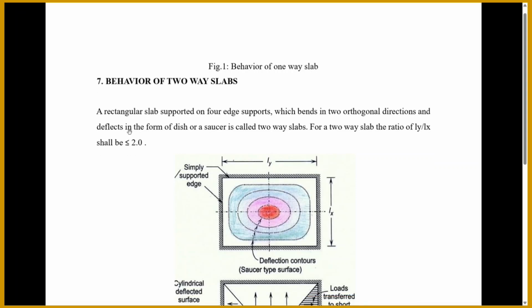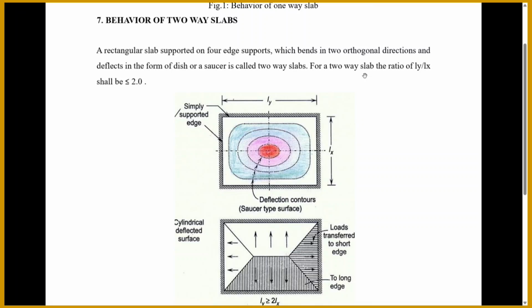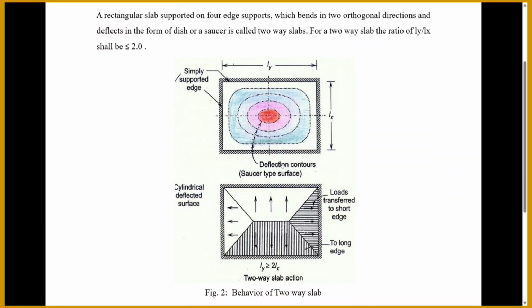Behavior of two-way slab: a rectangular slab supported on four edge supports which spans in two orthogonal directions, and the deflection in the form of a dish or saucer, is called a two-way slab. This is the definition of the two-way slab. For the two-way slab, the ratio of the longer span to the shorter span dimension shall be less than or equal to 2. Suppose the longer span and shorter span are both 2 meters, 2 by 2 is 1. 1 is less than or equal to 2, so your slab is two-way.